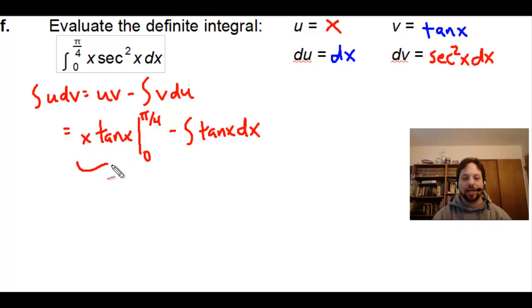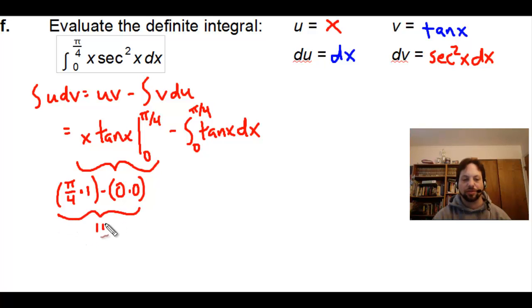So let's go ahead and evaluate this part of the integral first. Of course, this should have the bounds on it. But if we go ahead and evaluate this, this is simply going to be pi over 4 multiplied by the tangent of pi over 4 minus 0 times the tangent of 0, which means that this first part is simply going to be pi over 4, no biggie.